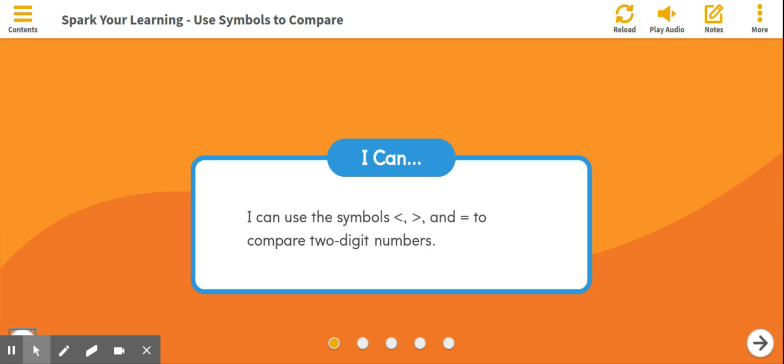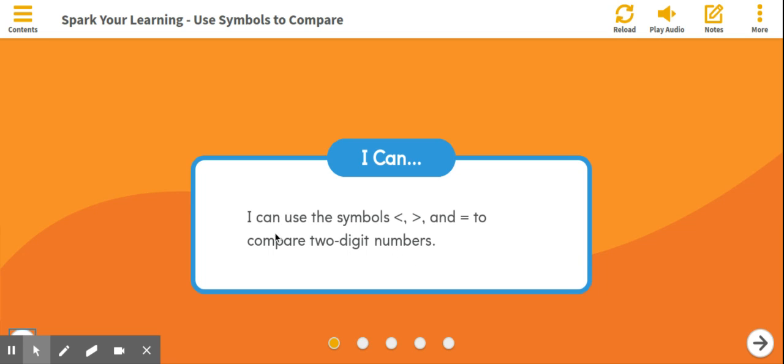Today we are working on Module 11, Lesson 3, Use Symbols to Compare. In your math book, you'll find this on page 333. I liked the way the PowerPoint worked yesterday, so we're going to use that again today. It doesn't look exactly like your book, but if you follow along on page 333, I know you'll be able to figure out where we are.